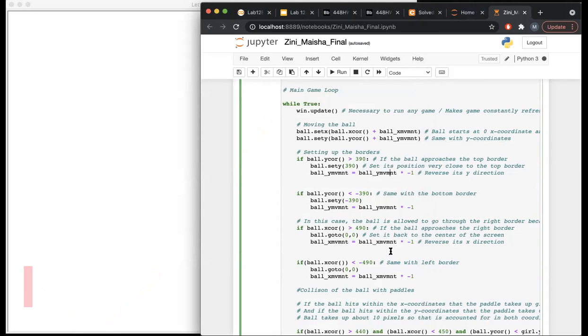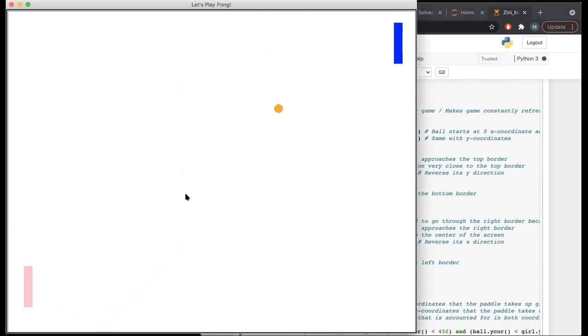I set up, so if the x coordinate of the ball goes past 490 right here, then you set the ball. So this is kind of like winning, right? 10 pixels, 500 minus 10 is 490, just to give it space to actually hit the wall. So if it were to go past this point, that means the other person quote unquote wins, and the ball gets set back to 0, 0, the origin, right?